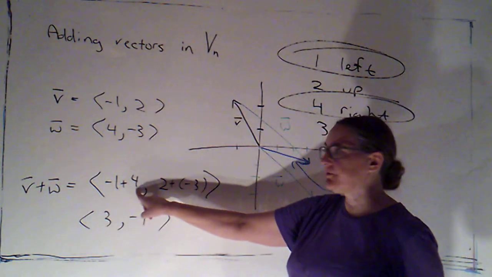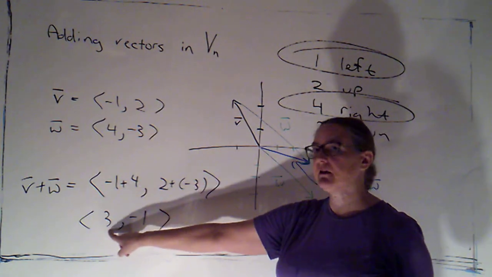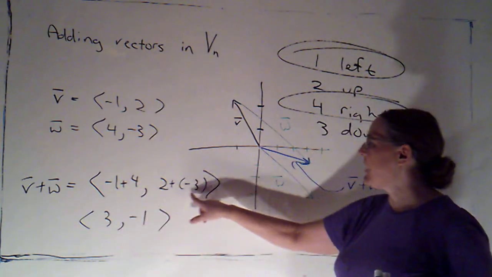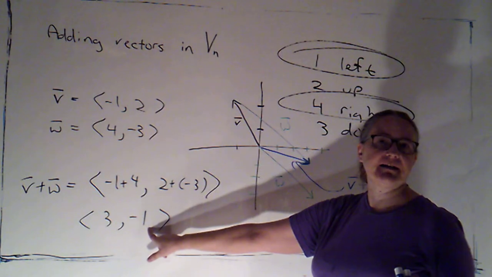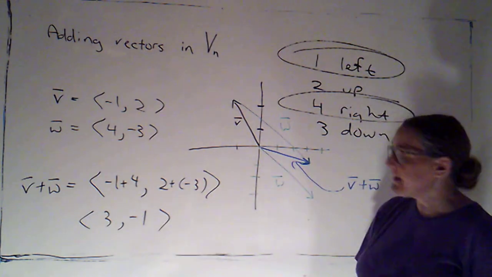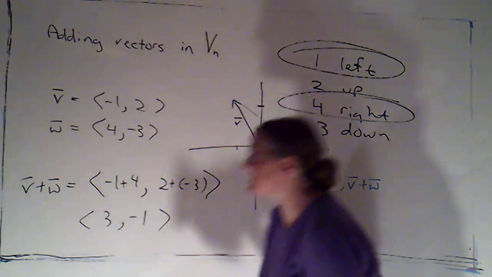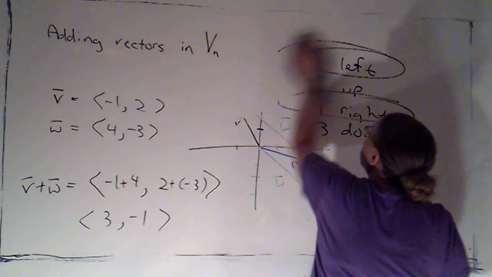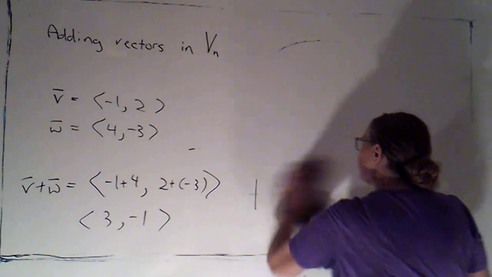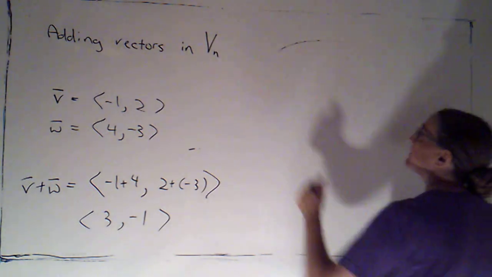Going 1 left and 4 right is equivalent to going 3 right. Going 2 up and 3 down is equivalent to going 1 down. So we say that we can add our vectors component-wise. Okay. I'm going to just write that out sort of generically in 3 space.